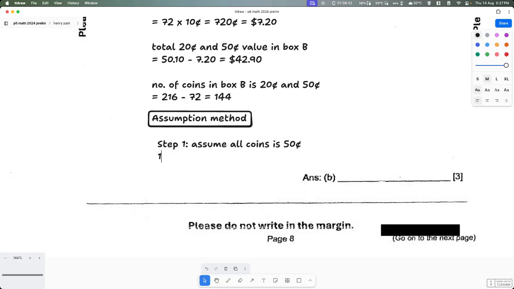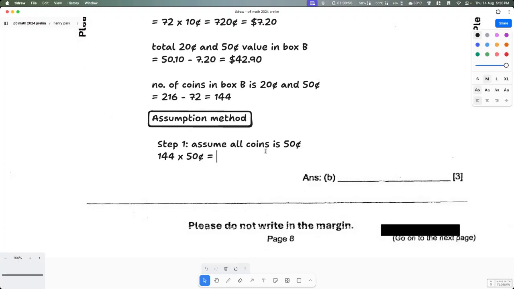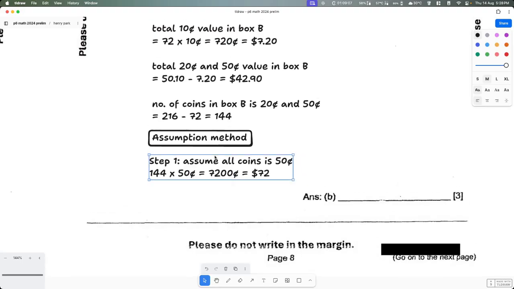Okay, so basically 144 times 50 cents, right? Is equal to 72 divided by 100, which is equal to $72, or 7200 cents. So now we assume all coins are in this.